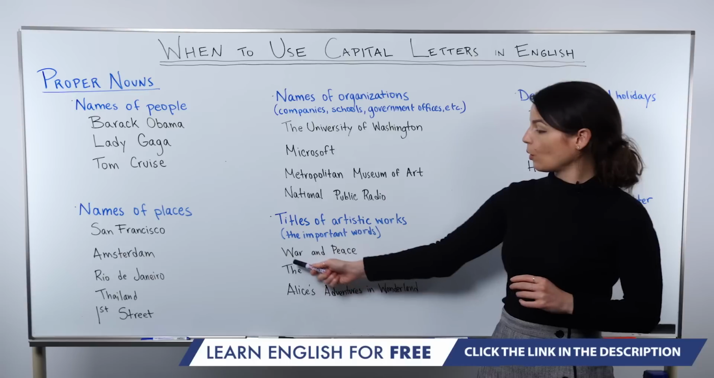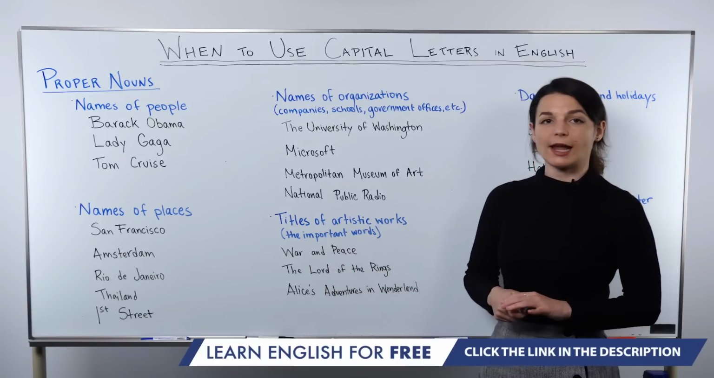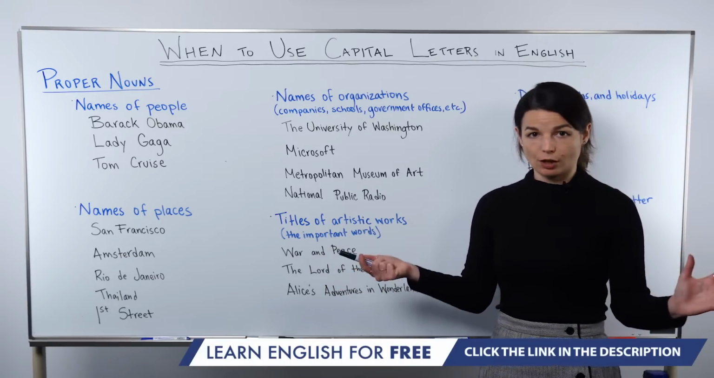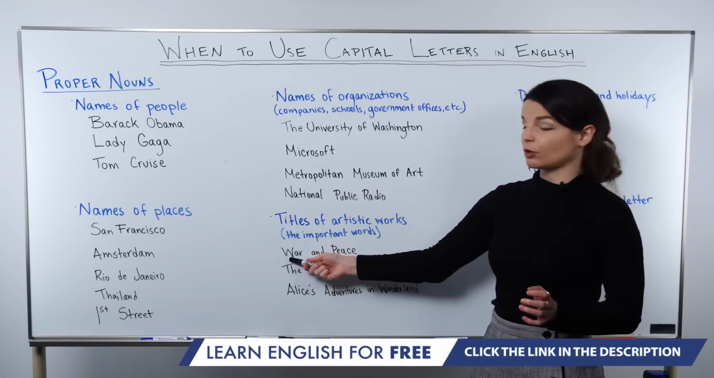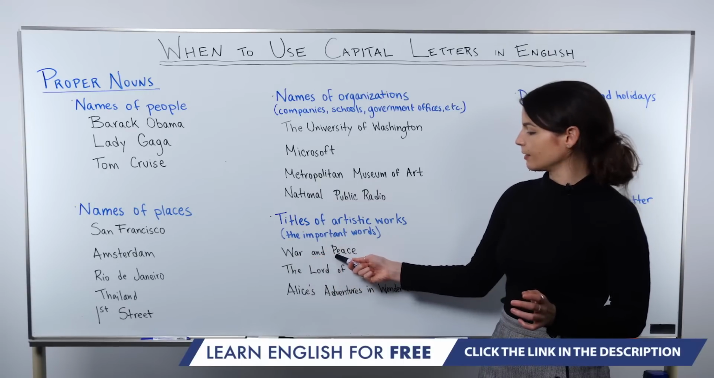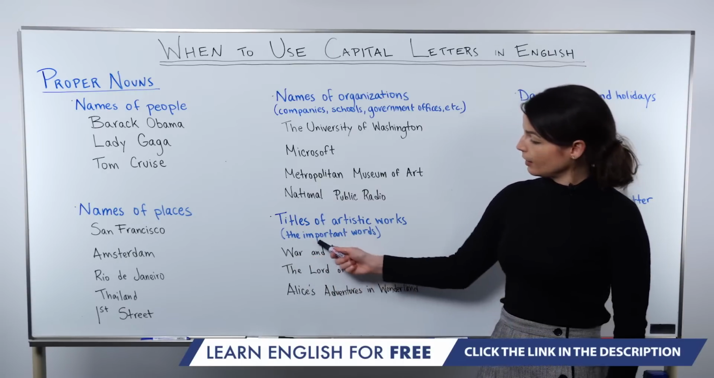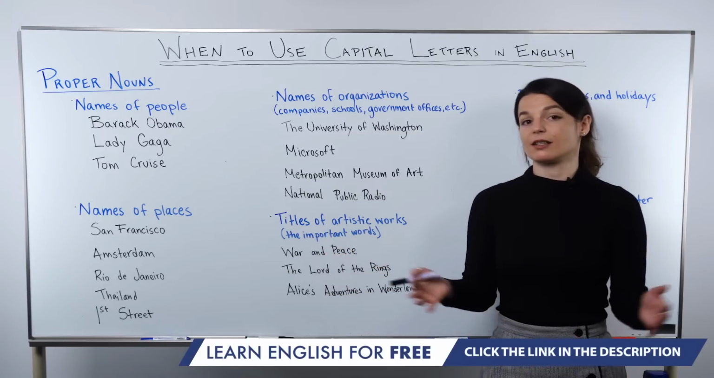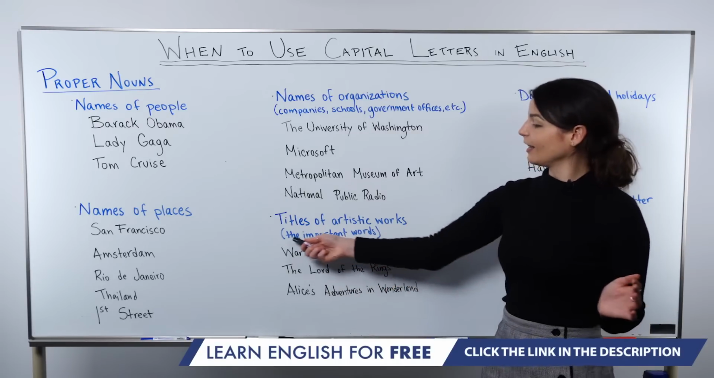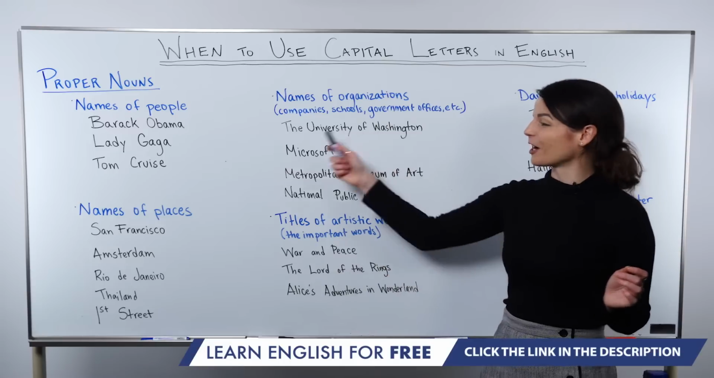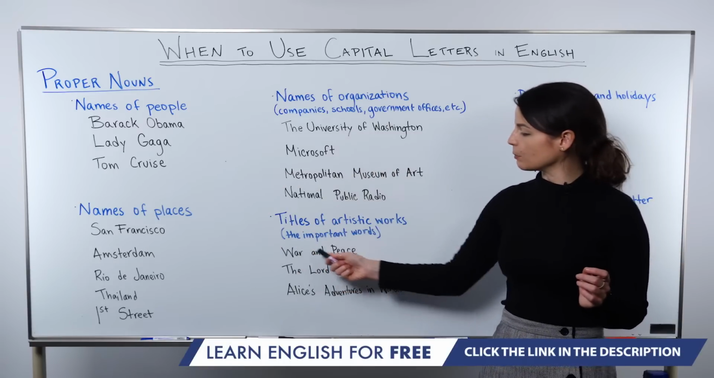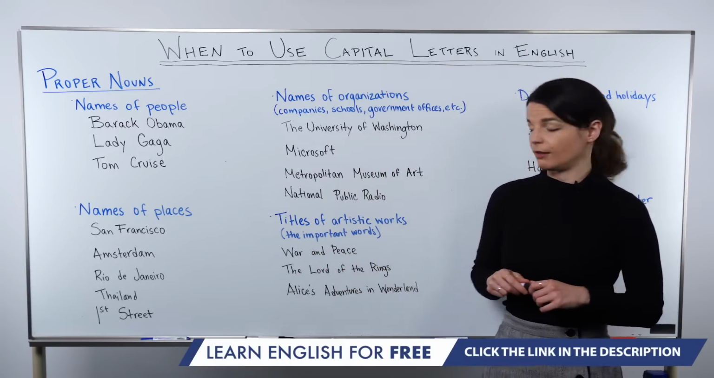For example, War and Peace. This is a very famous book. So war, W is capitalized. Peace is also capitalized. Again, notice this and, this connecting word is not capitalized. So again, the important words, as we've seen a few times so far. We capitalize these big key words in the title.